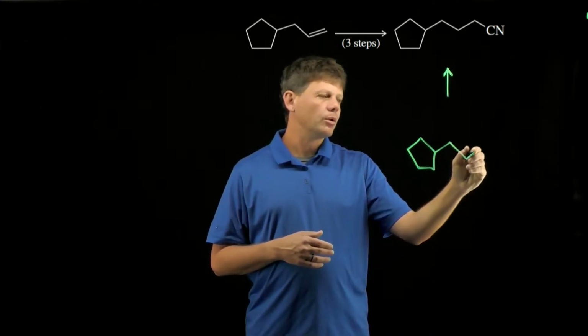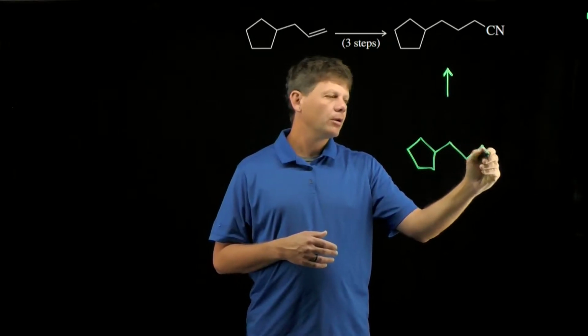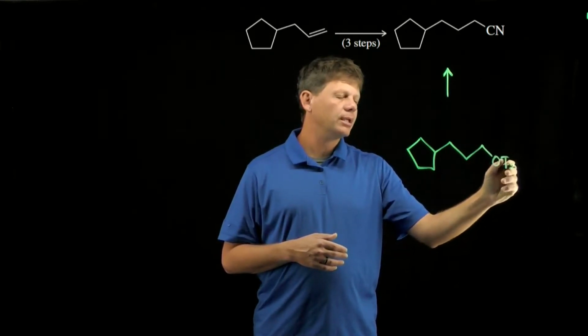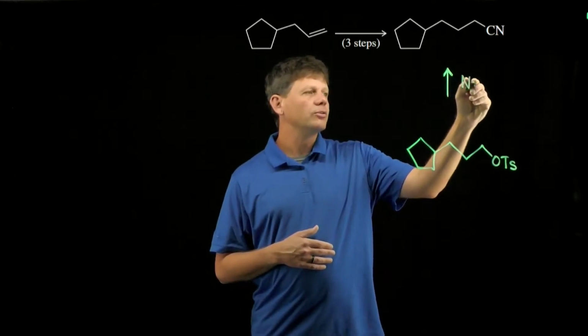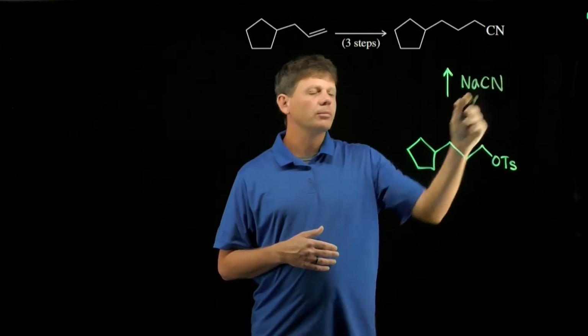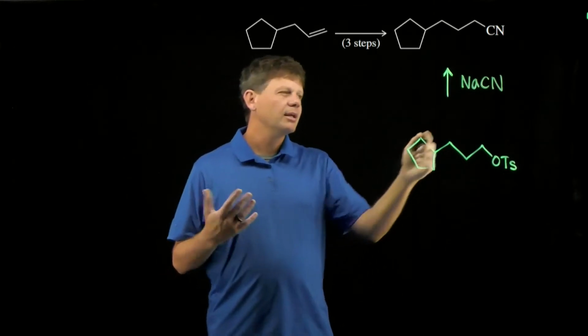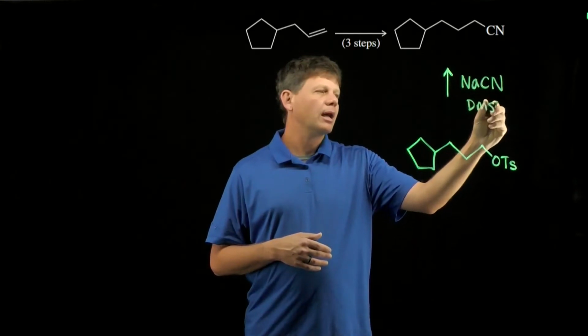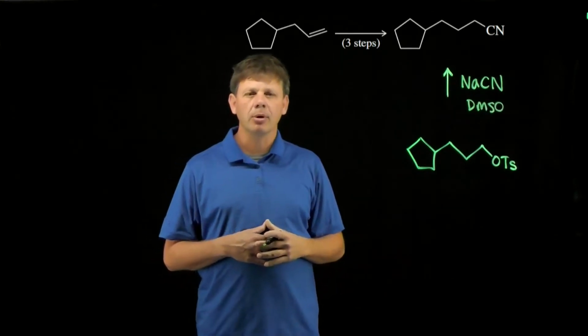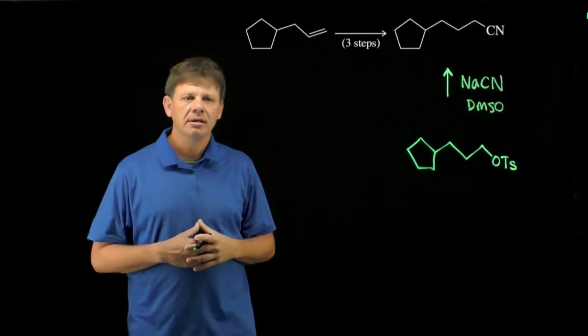So we have 1, 2, 3 carbons coming off of the ring. We would have our tosylate group here. And in order to do an SN2 reaction then, we'd want to use a strong nucleophile, so the sodium salt of cyanide, sodium cyanide, in a solvent like acetone or DMSO, ideally one that is polar and aprotic to make the SN2 reaction faster.